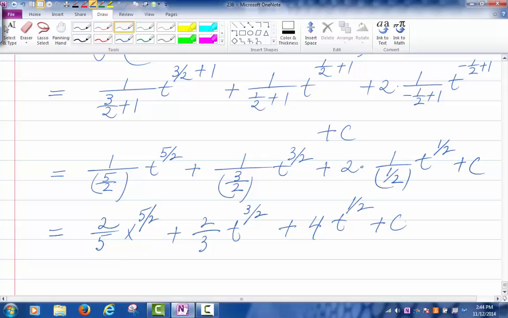If you could skip some of the intermediate steps, that's fine. If you come from the first line to the last line, if you could do it, that's fine. But I wanted to write down as much as I can. I won't write out all the steps in future.